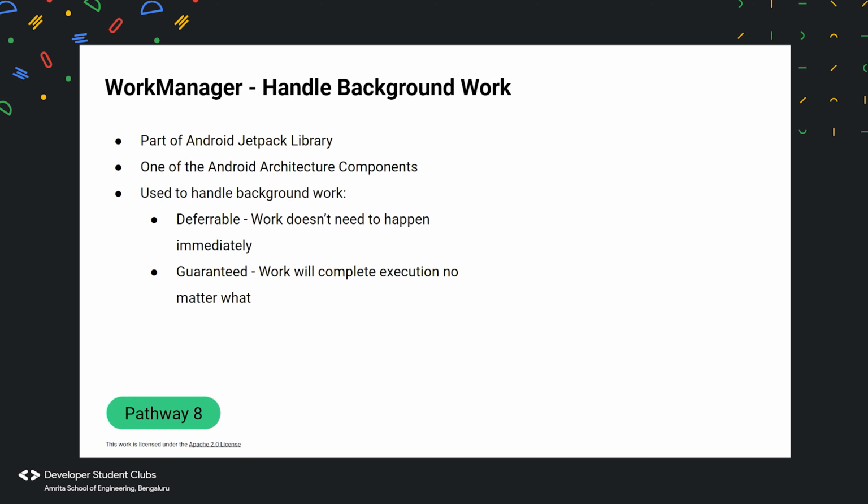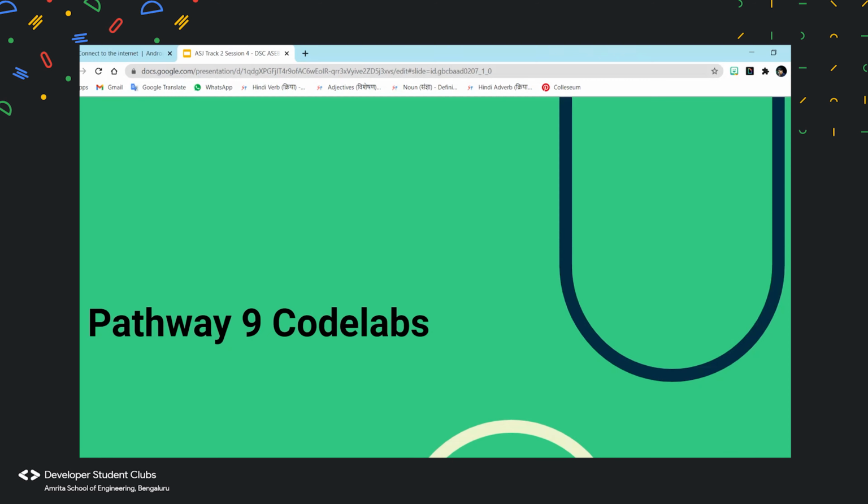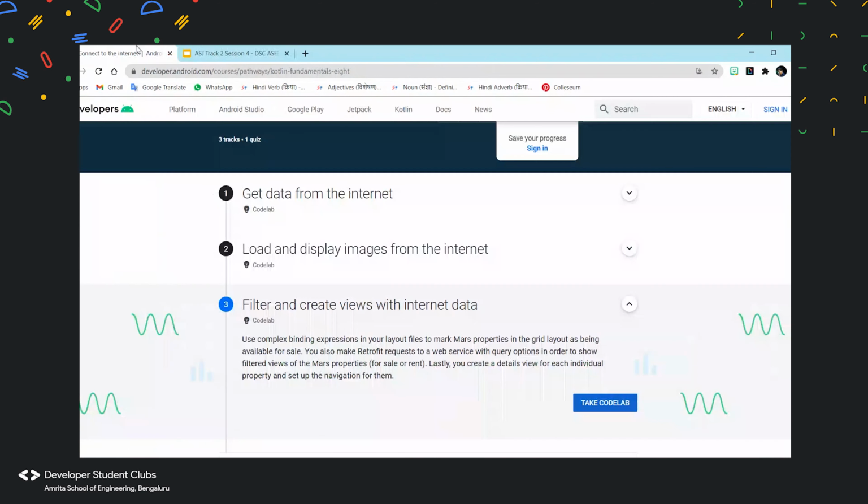It's used to handle background work, so you can say it works similar to threads in that way. And the work it handles is of a specific type. The work is deferrable, which means it doesn't need to happen immediately, and it's guaranteed. So though it doesn't need to happen immediately, when it happens, you need to make sure that it will happen no matter what, no matter if the app crashes or the person exits the app or even removes it from the background tasks. So we'll see how that happens now in the ninth pathway.